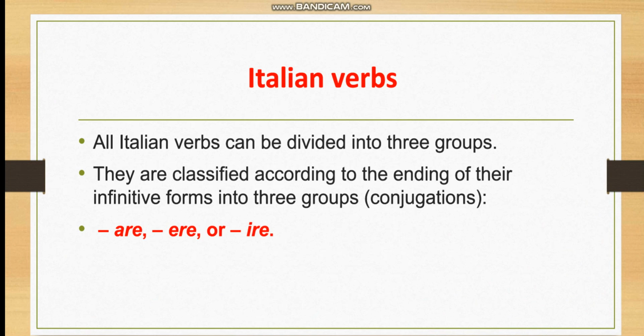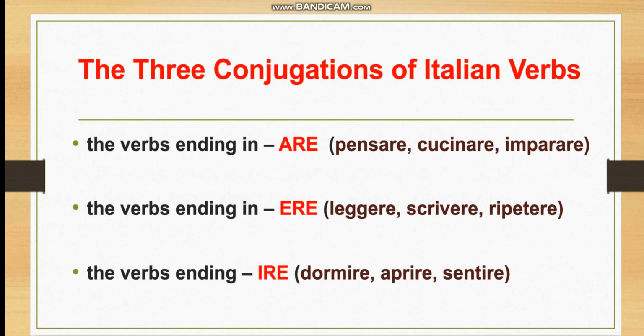Now we will see Italian verbs. Italian verbs can be divided into 3 groups according to the infinitive forms. For example, are, ere, or ire. You have to conjugate them according to the ending of these verbs. We have some examples here. The verb ending in are. For example, pensare, cucinare, imparare. Pensare means to think. Cucinare means to cook. Imparare, to learn. The verbs ending in ere.